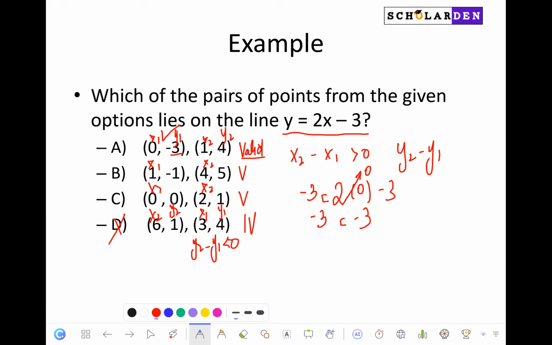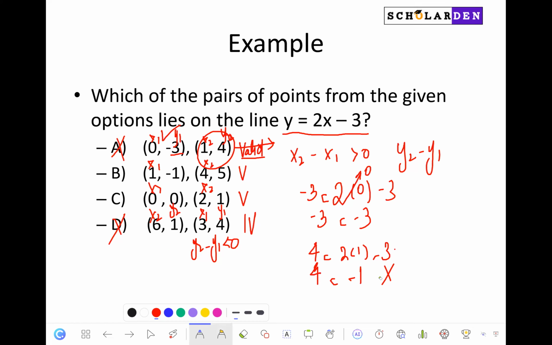Does that mean that the second point is also valid? No, we'll have to confirm. So we do that again. Again, for this particular point, we do 4 is equal to 2 into 1 minus 3. And for this, we get 4 is equal to minus 1. So this second point does not lie on this line. So this option is invalid.